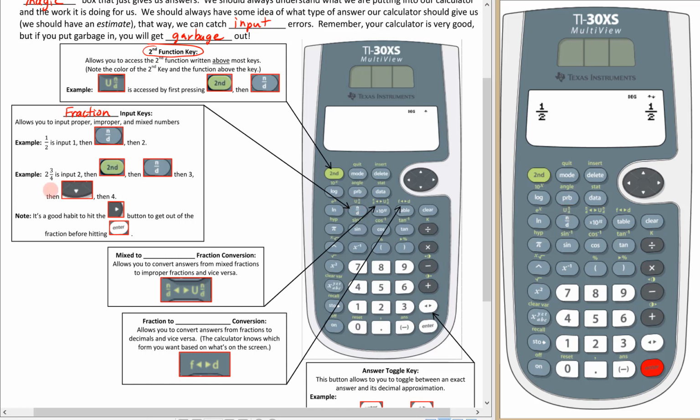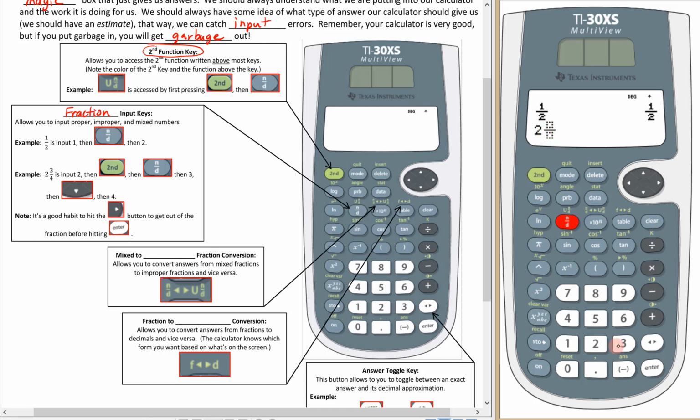So here's what we're going to do. We're going to put in a 2 because that's the whole number. Then we want the mixed numbers. So we're going to hit second. Then we're going to hit the fraction input, and notice how it brings up that fraction right there, and it puts that 2 out in front.